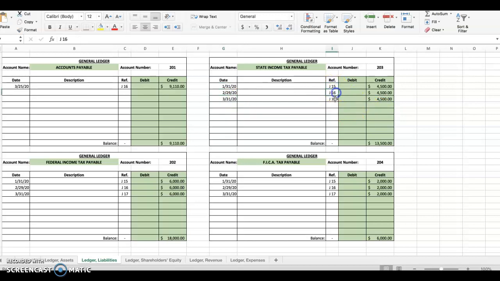These happen to be from 3 different journal pages, but each one is credited $4,500, and we now owe at the end of March a total of $13,500. We've not paid it yet. FICA the same way. That's part of the payroll entry at the end of January, February, and March, and each time we have a credit increasing the liability by $2,000 each month. At the end of the quarter, we owe $6,000.